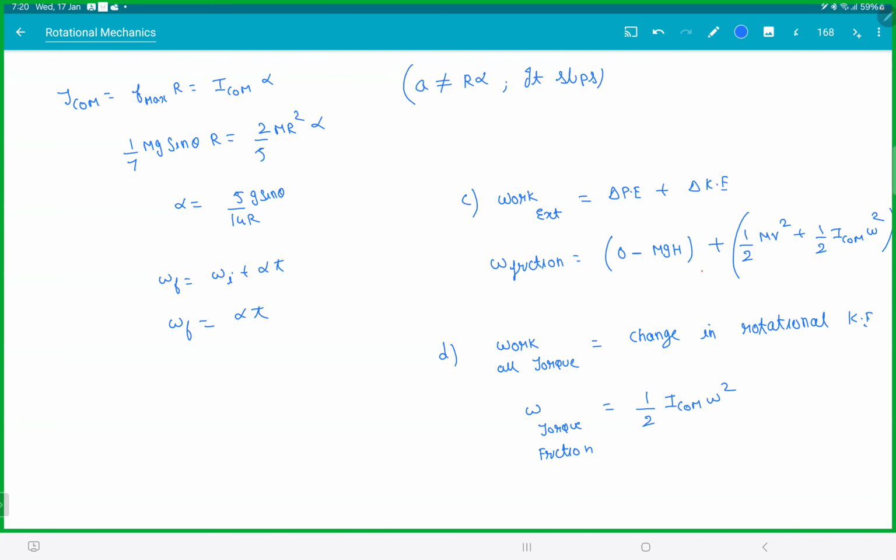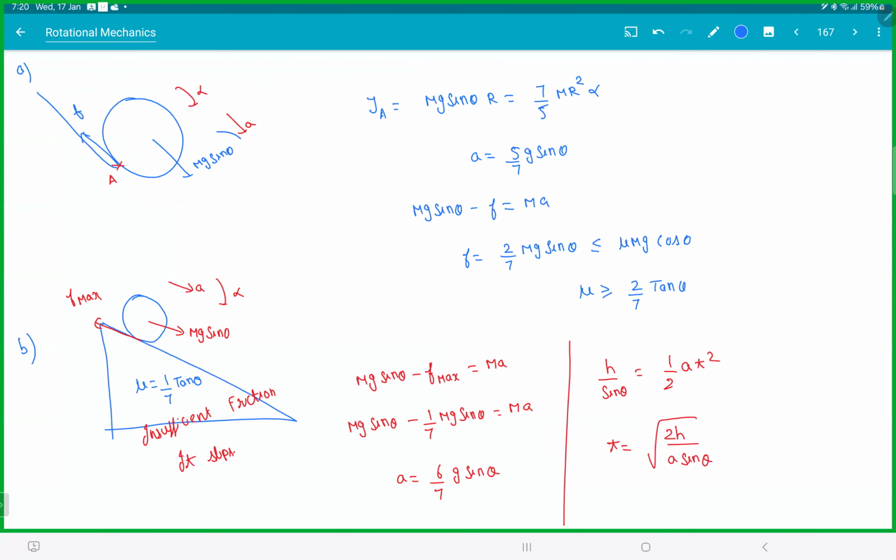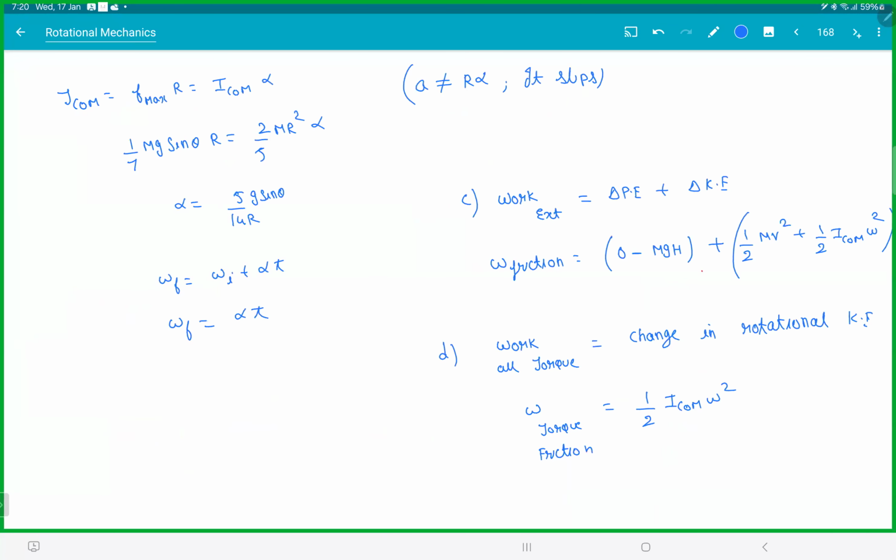You're getting it? If you see, the friction is opposite, so it is stealing energy from mg sin theta, and some of the energy it is giving to rotation, remaining is becoming heat. In case of pure rotation, when there is no slipping, whatever energy it steals from translation, it gives everything to rotation.